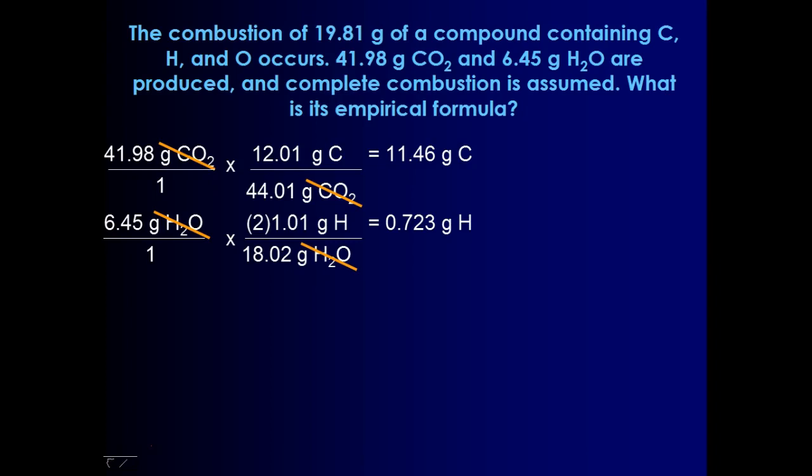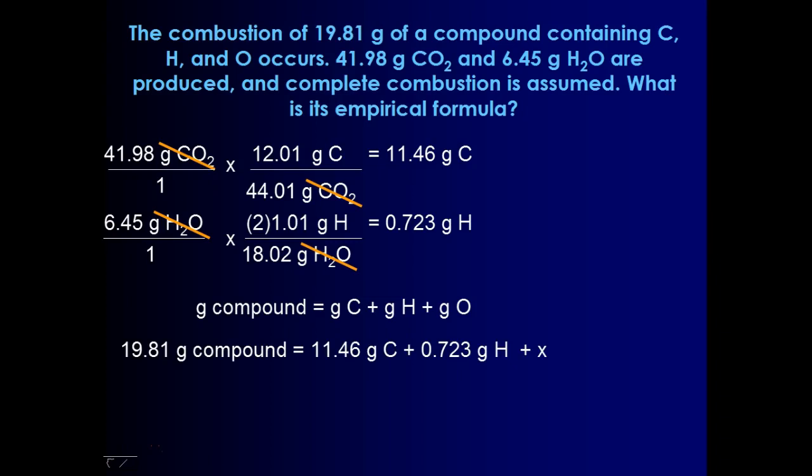I had a compound that weighed 19.81 grams to start with. If I add the carbon and hydrogen together, I do not get 19.81, and that's because there was also some oxygen present. So if I substitute in the mass of the compound that was given to me in the original problem, 19.81 grams, and the mass of the carbon and the mass of the hydrogen, I should be able to solve for X. And when I do that, I get that the oxygen mass was 7.63 grams.